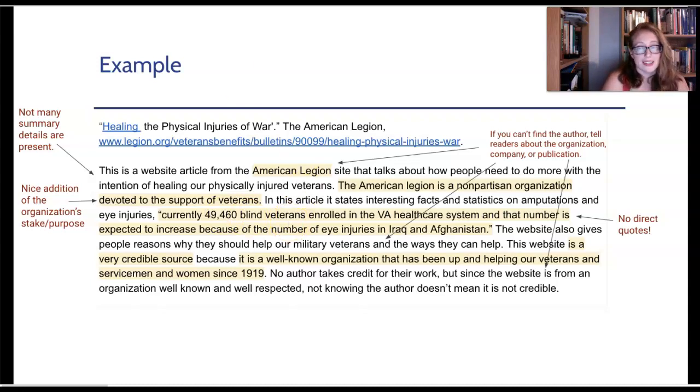And that is the end. So, summary: the main point, the summary details, and what it adds to the conversation, and then the credibility, who is behind it and why, information about the author, publisher, stake, that kind of stuff. And now you're going to go practice.